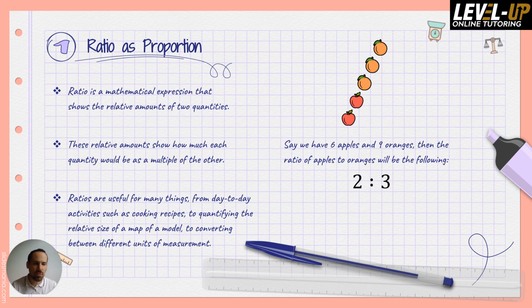Ratios are useful for many different things in our day-to-day lives, like cooking recipes, but also in work. Say you're working as an architect and you've got to look at maps and models, and we have a ratio of the size of the map compared to the building in real life, and things like that. That's another example of ratio.